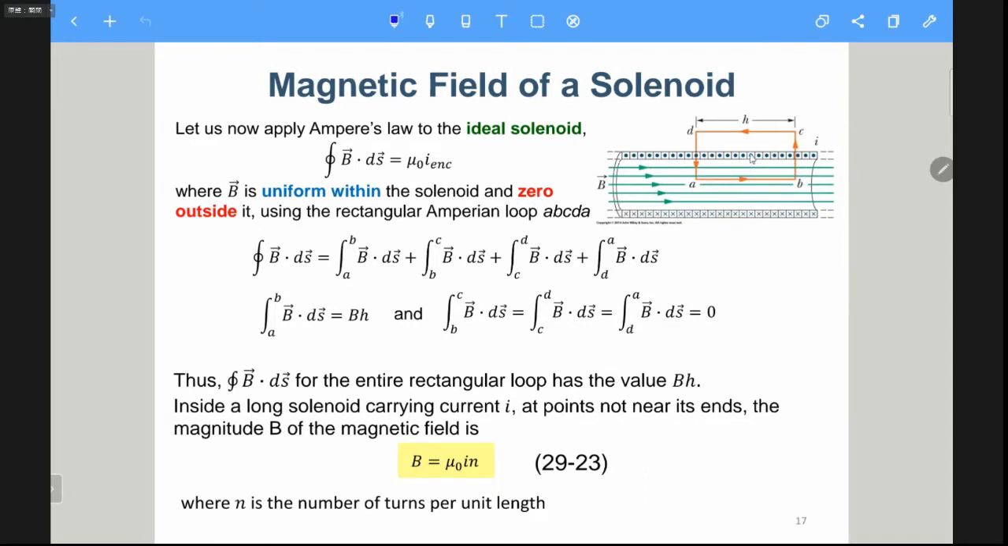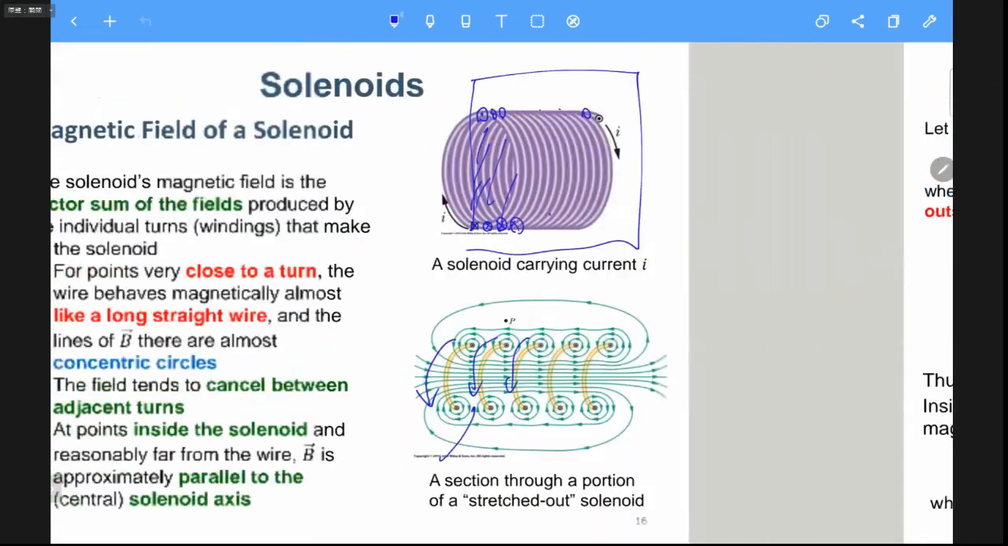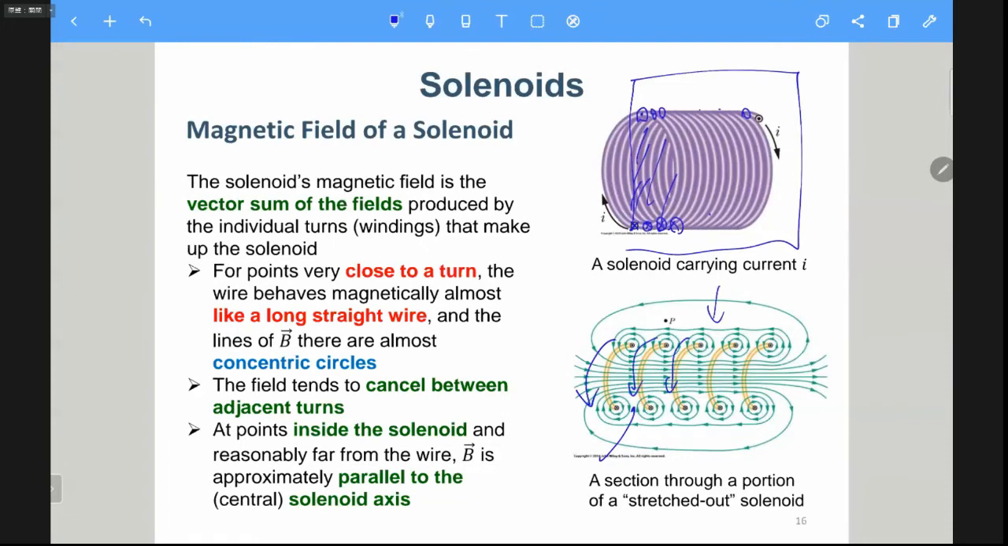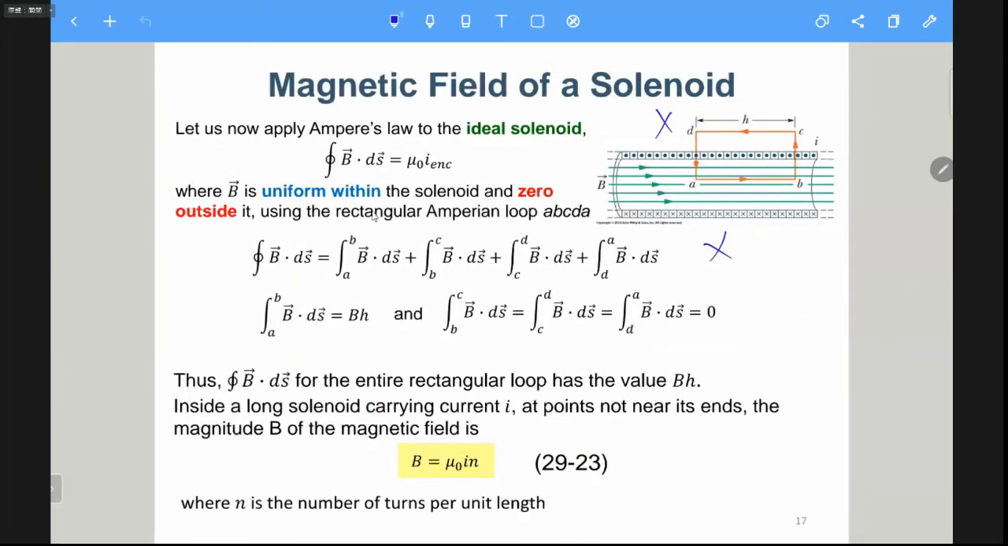Here we make some simplification to make it feasible to derive the expression. So here it assumes that B is uniform inside the solenoid and 0 outside. So there is no B field outside, although there should be some, although much weaker than the inside part. But here it only assumes that the magnetic field outside is 0. So we use the rectangular Ampere loop ABCDA, so this rectangle.